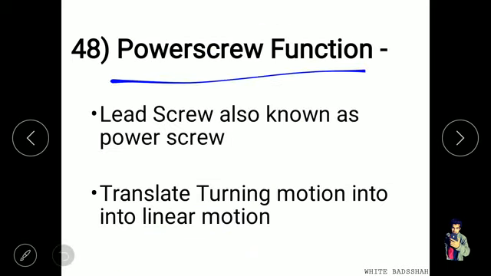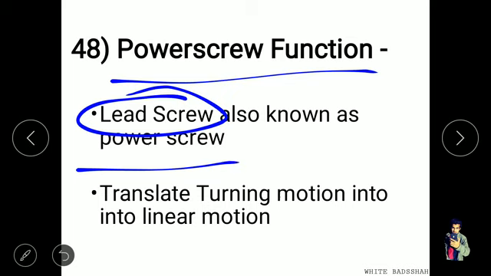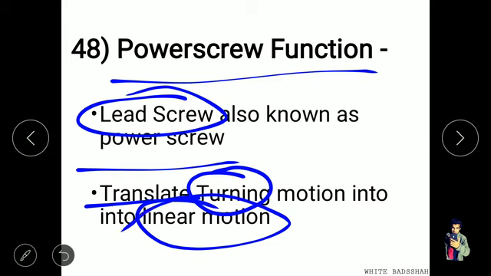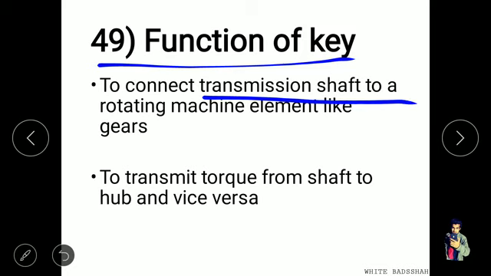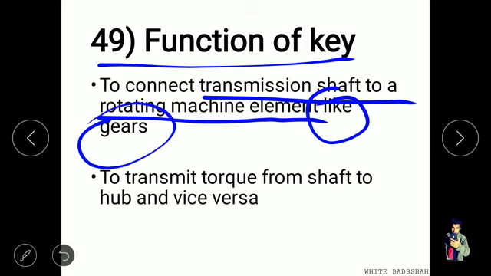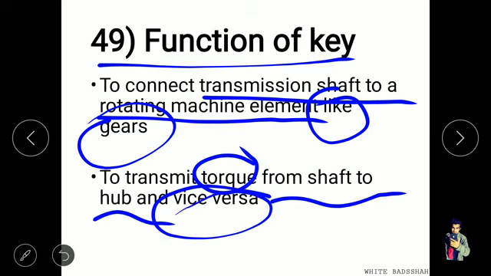Now the main function of a power screw: the lead screw, also known as the power screw, translates a turning motion into a linear motion. And the main function of a key is to connect the transmission shaft to a rotating machine element like a gear, to transmit the torque from the shaft to the hub and vice versa.